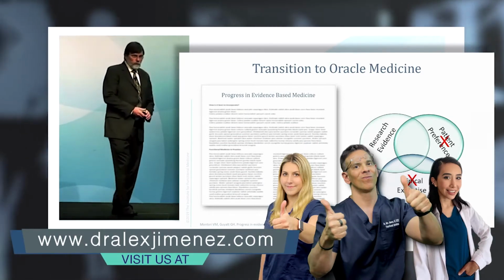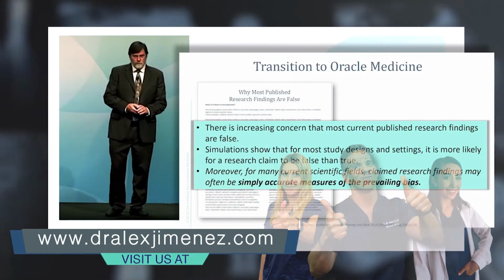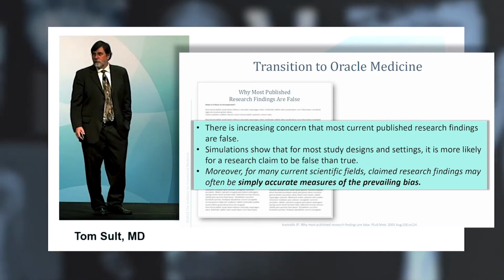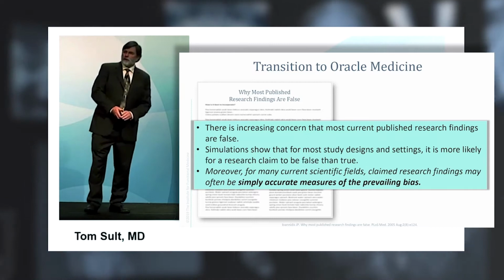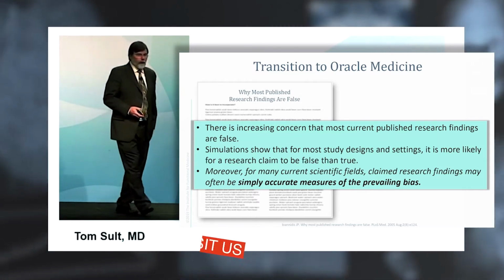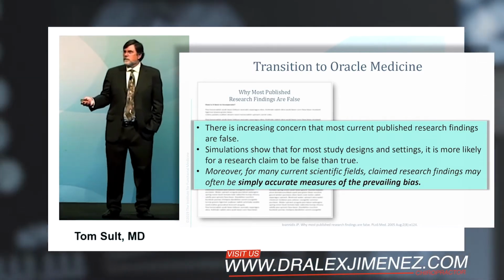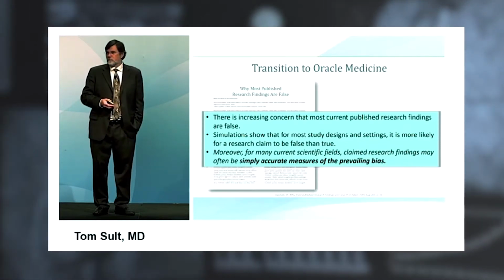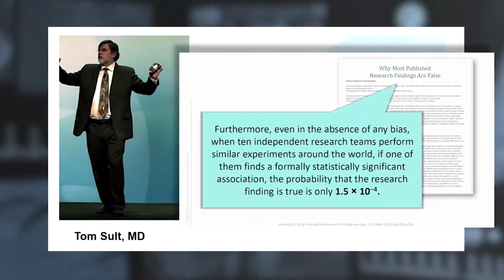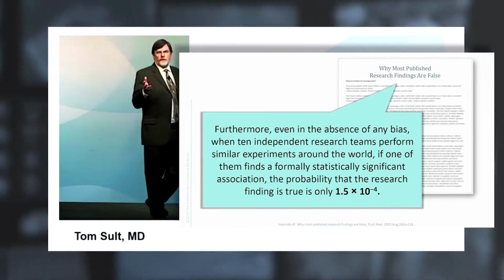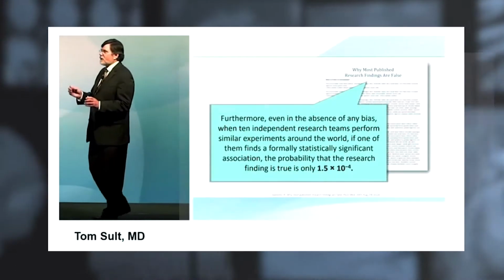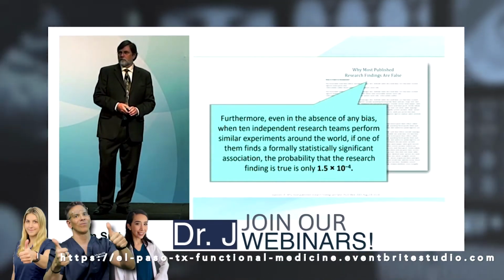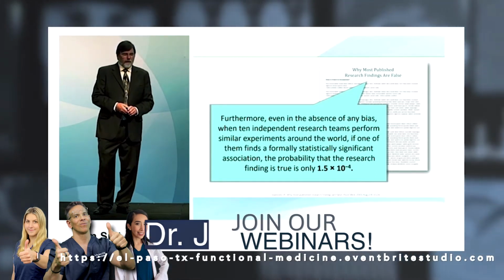And then Dr. Ioannidis at Stanford University, biostatistics: there is increasing concern that most current research findings are false. Most research findings are false. Simulations show that for most study designs and settings, it is more likely for research claims to be false than true. And generally speaking, research appears to be an accurate measure of current bias. Furthermore, if 10 research groups around the world are working on the same problem with a similar design, and one of them finds a statistically significant finding, the probability of that being true is about 1.5 per 10,000. And I find that striking.